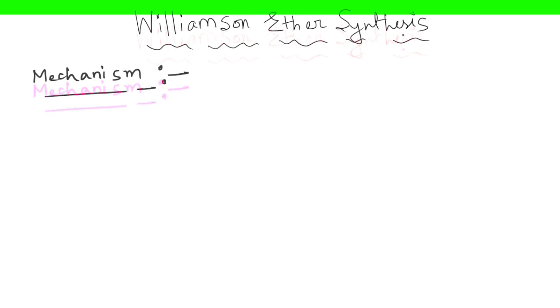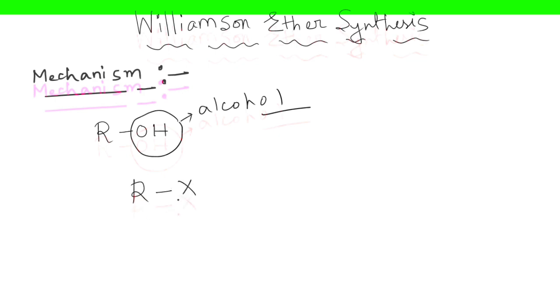Okay, for Williamson Ether Synthesis we need what we already told in the previous video. We need an alcohol, right? We need an alcohol ROH. This OH group is called the alcohol group. Okay, alcohol. And we need an alkyl halide. This X is called halide, and this R group is called the alkyl group, and the molecule is called alkyl halide. Okay, clear?